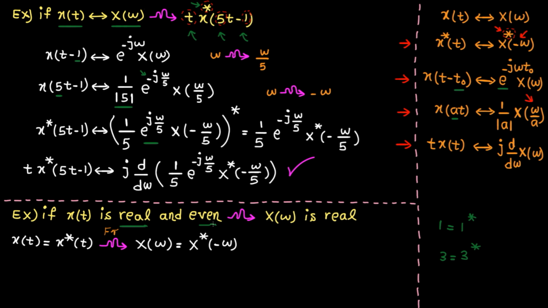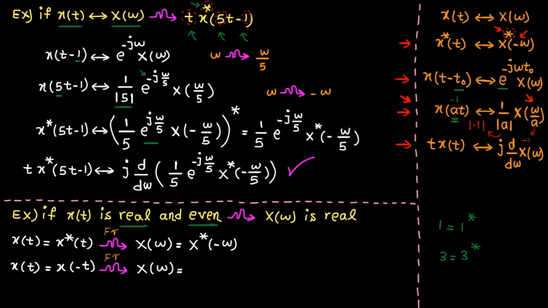Also, x(t) is even. From my lecture on signal properties, we know for an even signal x(t) is equal to x(minus t). Apply the Fourier transform to both sides of this equation. To find the Fourier transform of x(minus t), let's use the time scaling property where a is minus 1. The absolute value of minus 1 is 1.